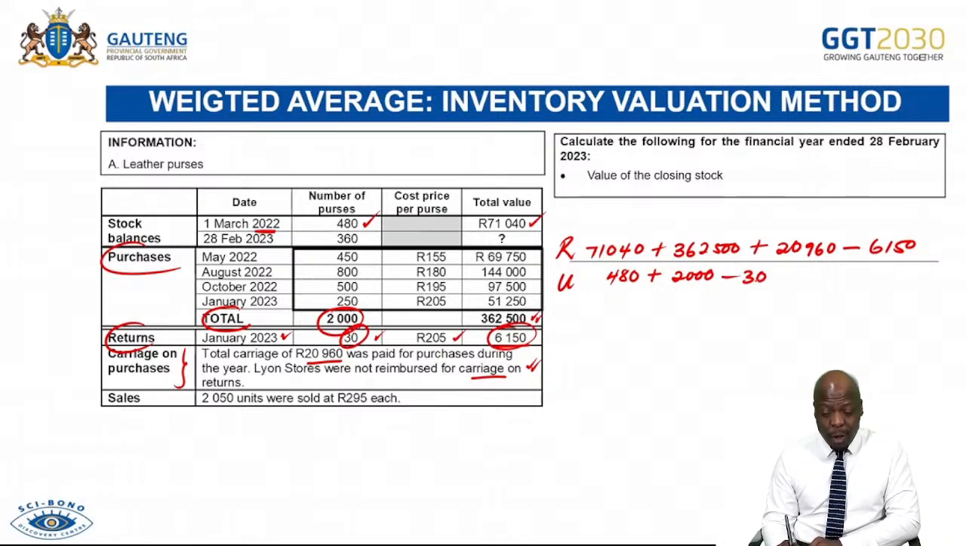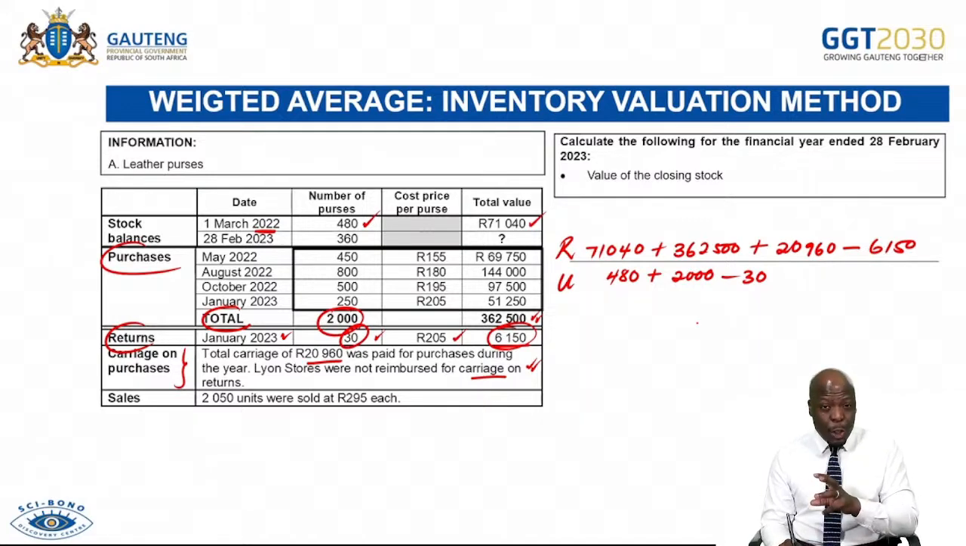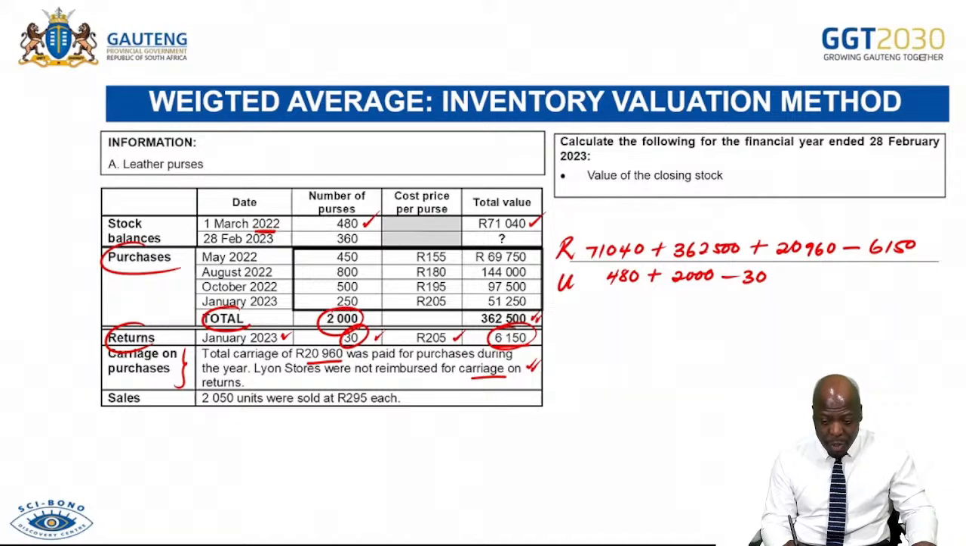Like that. Okay? So I want to encourage you. Don't end up punching everything into the calculator. So you're going to do it step by step. In your calculator, you are now going to say 71,040 plus, okay, I'm going to repeat the figure again. 71,040 plus 362,500 plus 20,960 minus 6,150. How much do you get on your calculator?